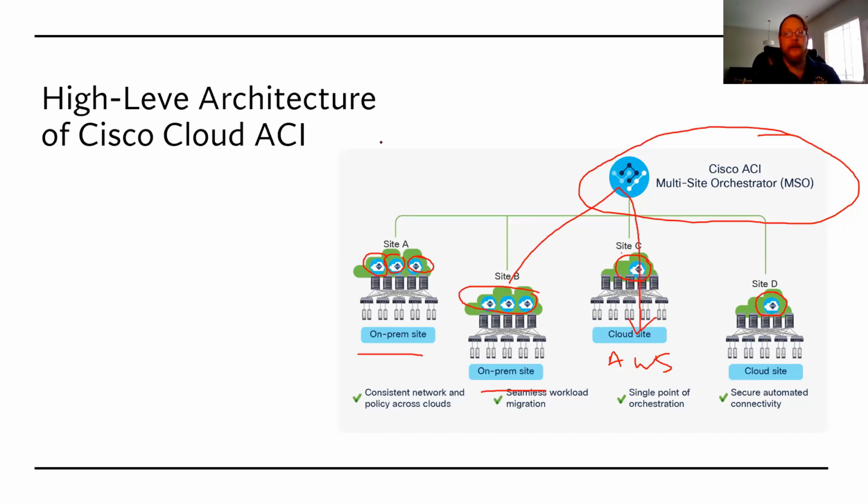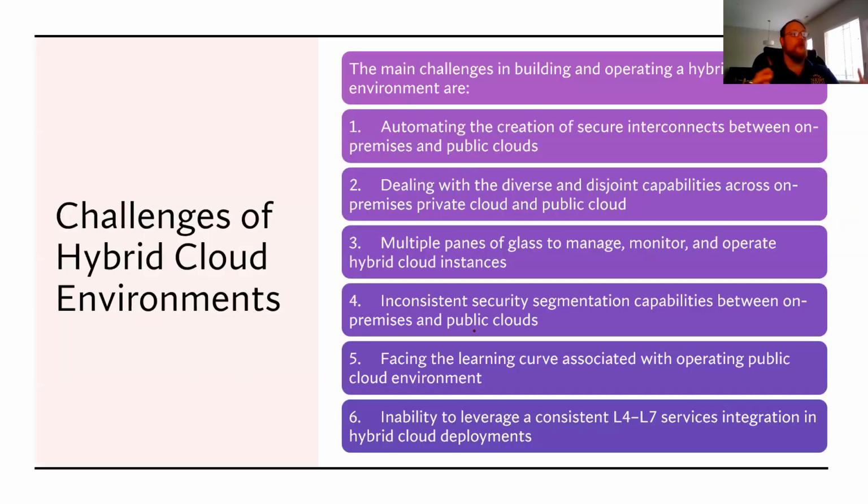Now, moving forward here. What are some of the challenges that we run into? The main challenges in building this is automating the creation of secure interconnections between the on-prem and public cloud. We're going to show you how we're going to be using BGP EVPNs between the sites and IPsec. We also have to deal with diverse and disjoint capabilities across the on-prem and public cloud. What we mean by that is there's certain things that we're doing inside the physical cloud, inside of your on-prem, that we're not doing inside cloud.